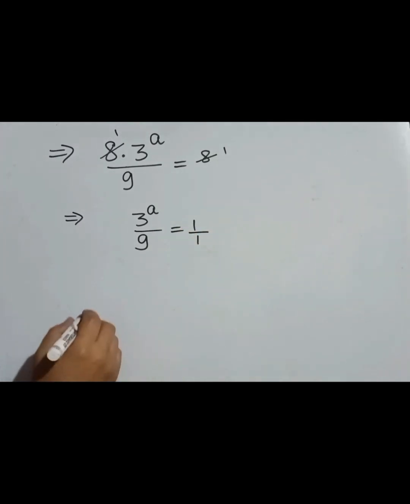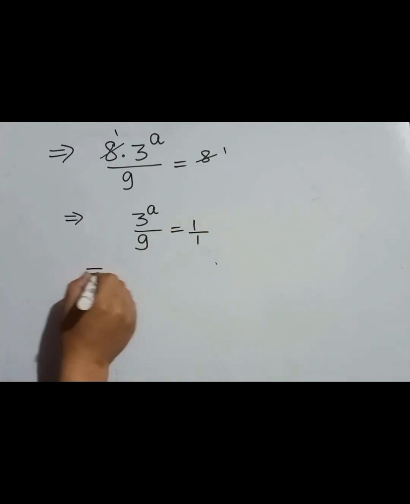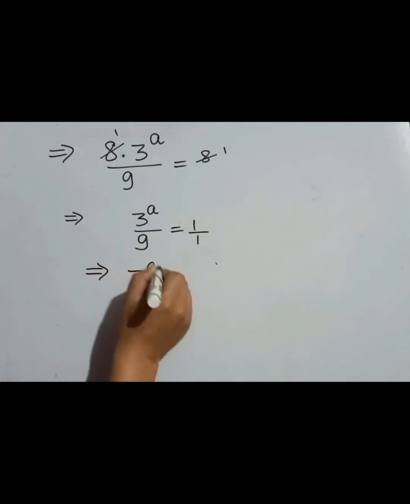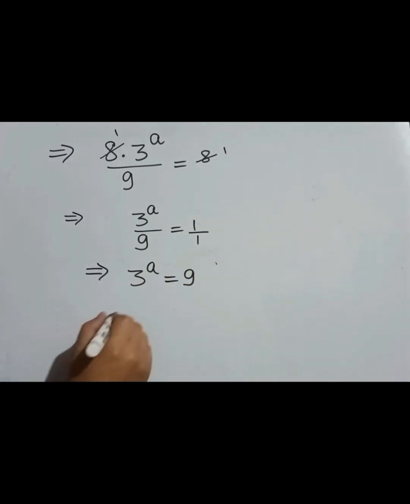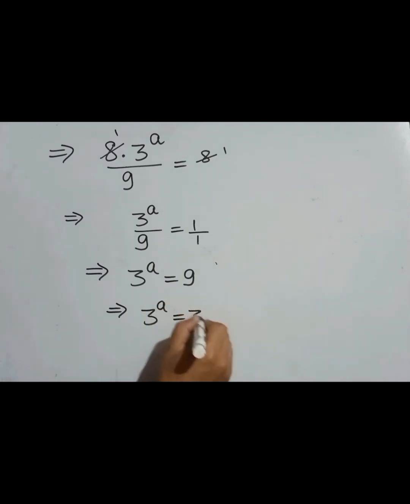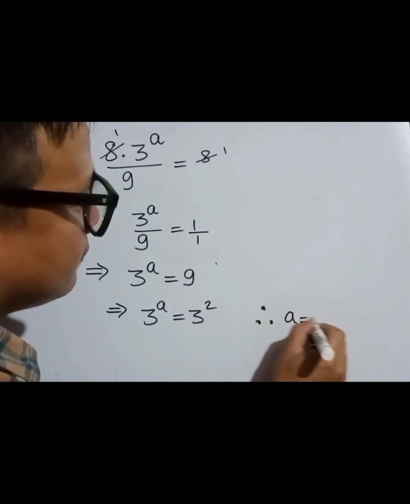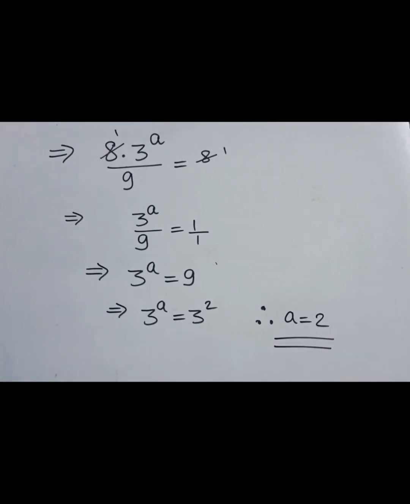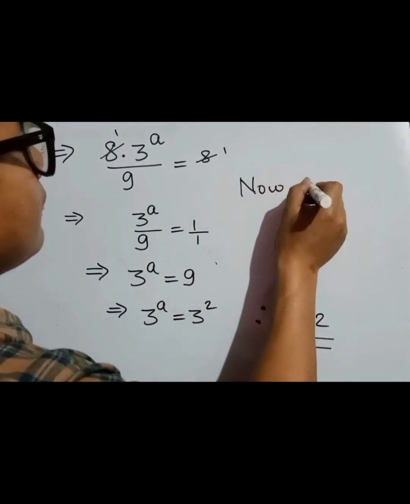Now we can cross multiply. 3 raised to the power a into 1 is 3 raised to the power a, and 9 into 1 is 9. So this gives 3 raised to the power a is equal to 9. Again, we can write this 9 in power form with base 3. So this gives 3 raised to the power a is equal to 3 raised to the power 2. And these two expressions are equal with the same bases, so their exponents are also equal. This gives a is equal to 2. So this is the value of a.